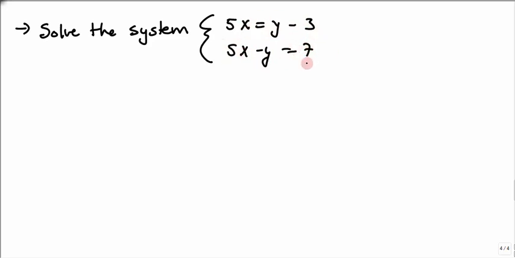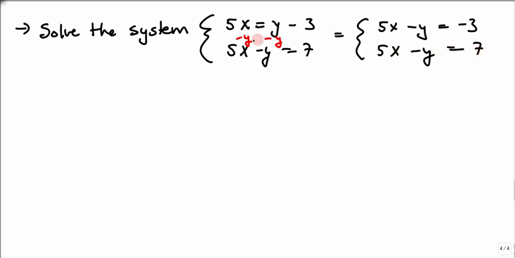Okay, so for this problem, I have 5x equals y minus 3, 5x minus y equals 7. I think for this one, I want to think about elimination. But first of all, I want to get everything on both sides of the equation. So I want all my x's and y's on the left, all my constants on the right. So I'm going to go ahead and subtract y from both sides. So I have a new system now. I have 5x minus y equals negative 3 because I subtracted the y over. And I have 5x minus y equals 7. So with that small change, I have a new system of equations.